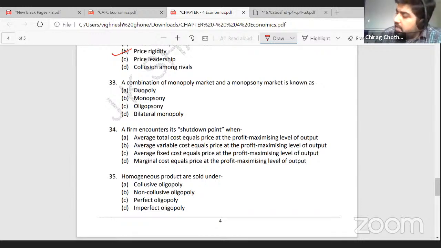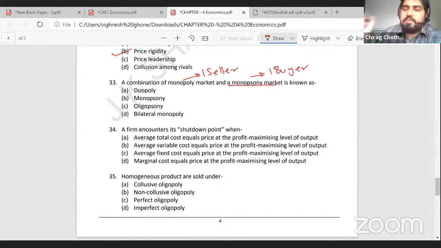A combination of monopoly market and a monopsony market. Now, what do you mean by monopoly and monopsony market? Monopoly means only one seller, correct? What do you mean by monopsony market? Monopsony means only one buyer. So market condition when there is only one buyer and one seller, it is known as dash. What is duopoly? Duopoly means there are two sellers. Monopsony means there is only one buyer, but they are asking combination of monopoly plus monopsony. Bilateral monopoly. Yes, that is correct. So bilateral monopoly is a combination where there is only one seller and one buyer. That's why we say it is a combination showing monopoly as well as monopsony.